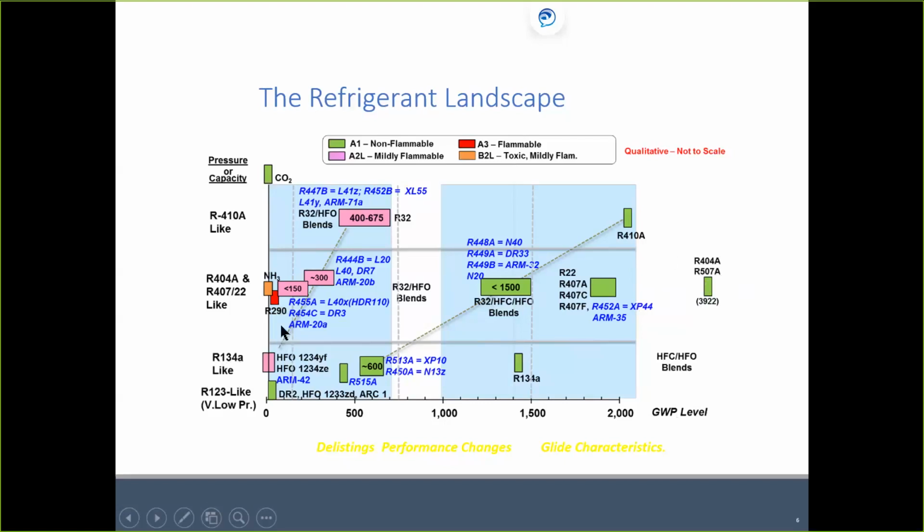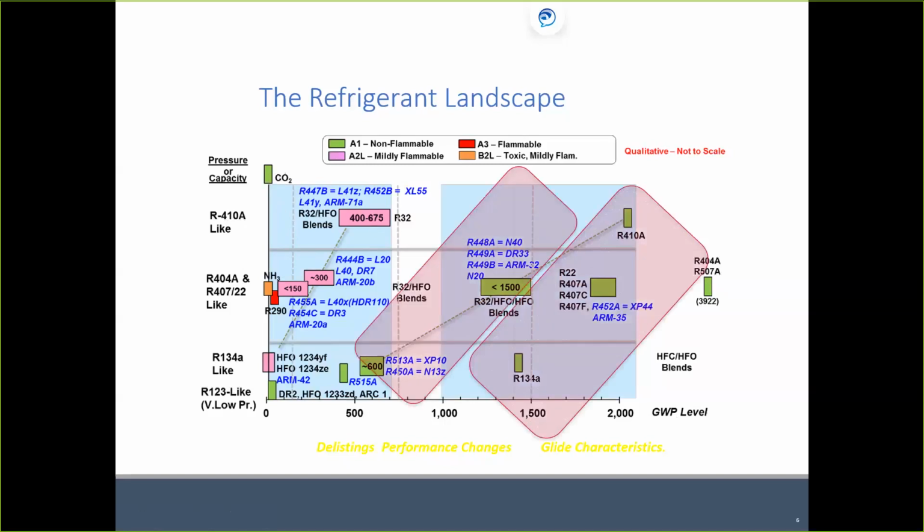Between these two lines is your medium pressure. It's like 404A or 407 or 22. And then above this line, we have our high pressures like 410A. CO2 would also be in this if it was subcritical. The CO2 that you see above this point is what we would call transcritical, and we'll talk about that another day.